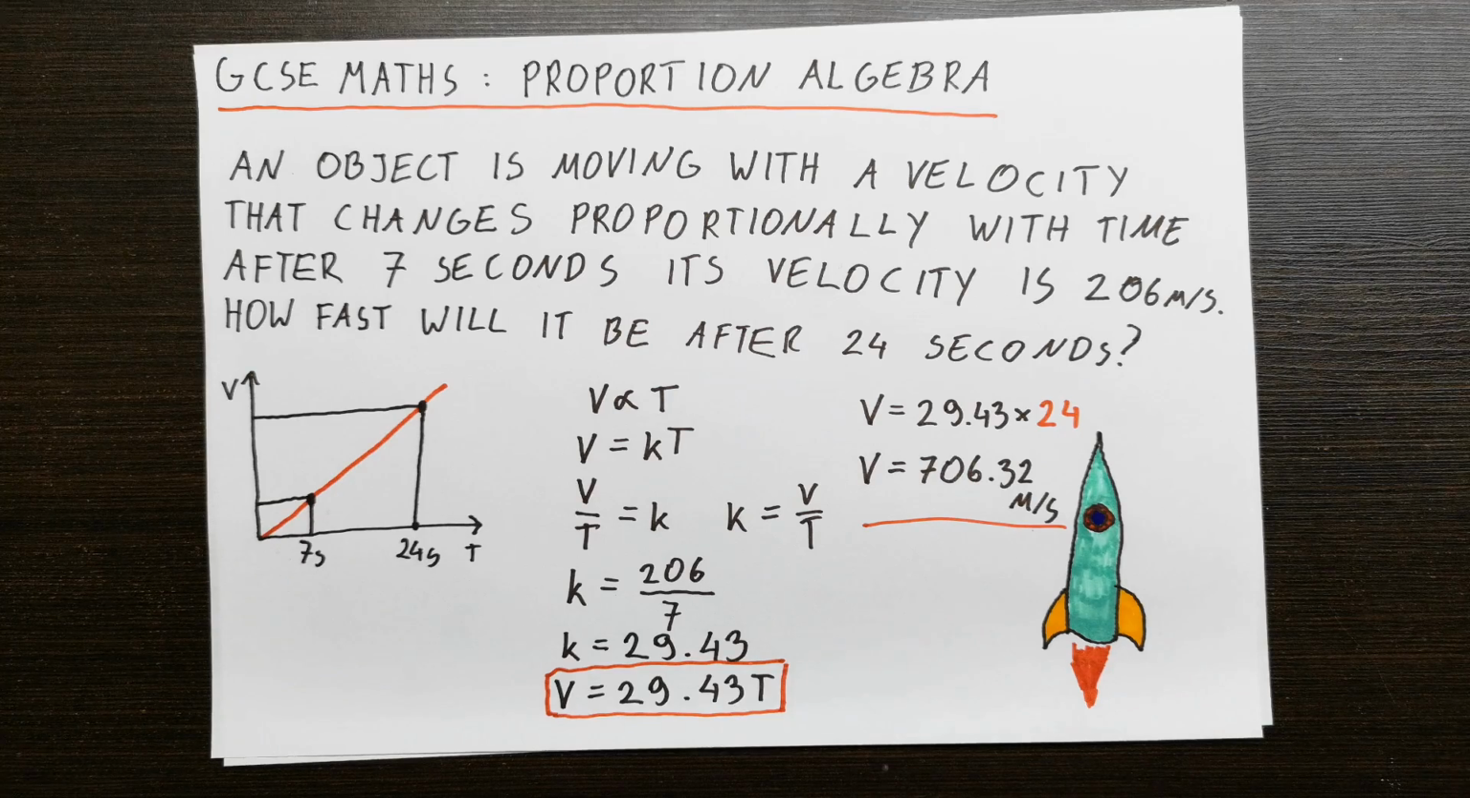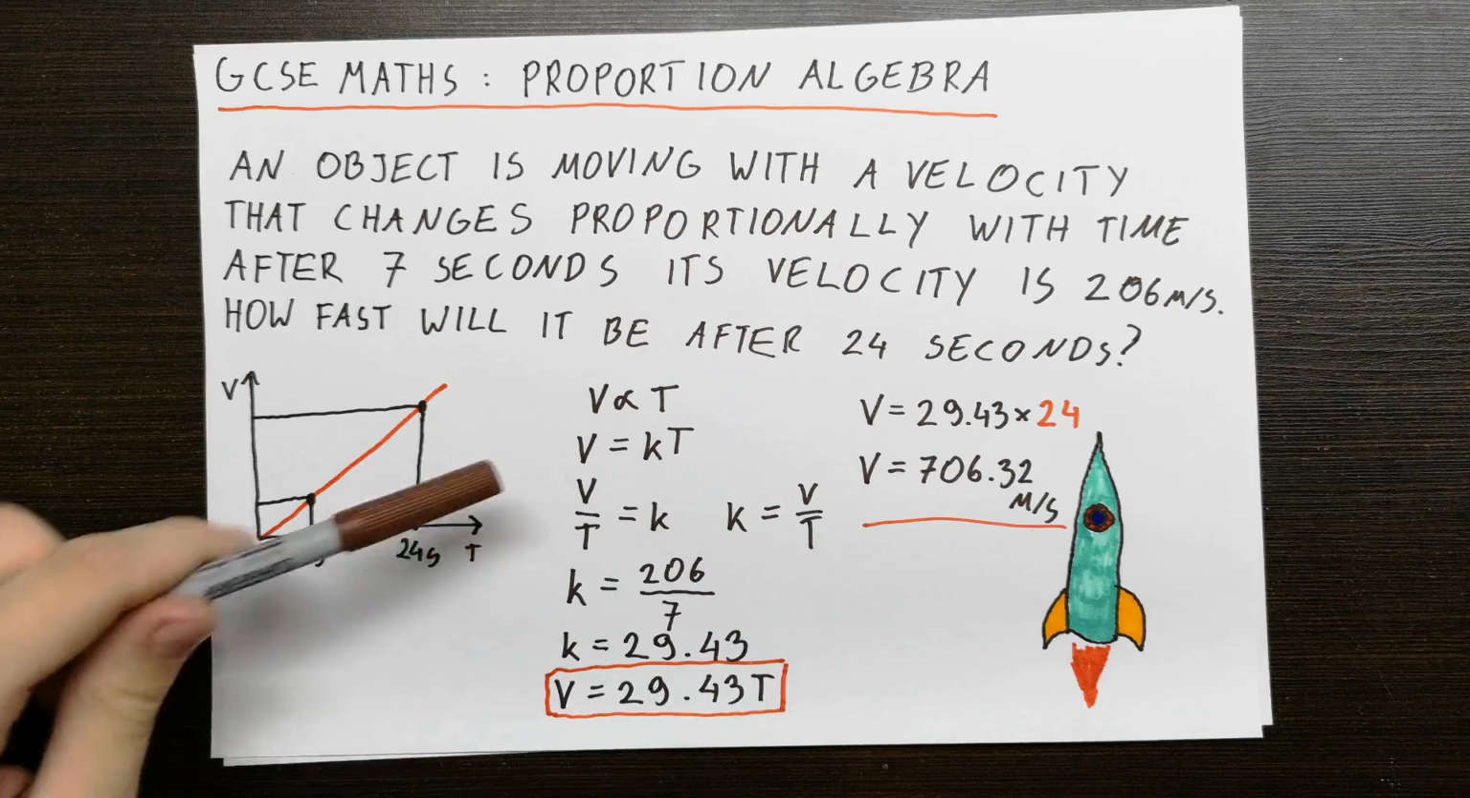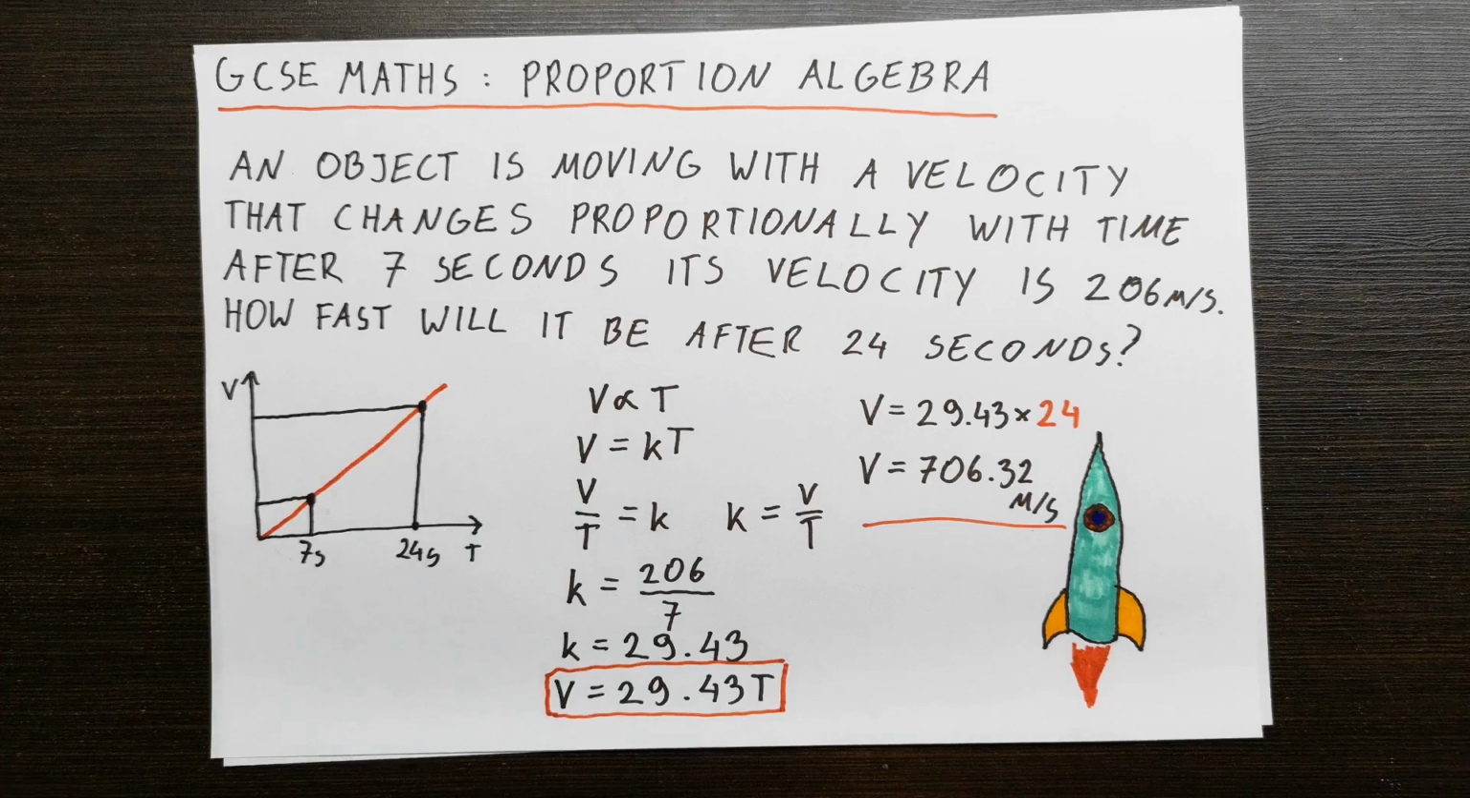And then we need to find the k. We need to find the actual constant, what on earth it actually is. So we simply rearrange the equation, divide v by t, and we arrive at the value of k. Now, knowing the value of k, we arrive at the very important form where we have v in terms of t, and then we substituted the value of t, and we multiplied all of that out, and boom, we got the answer. So that hopefully introduces you to the basics of proportional algebra.